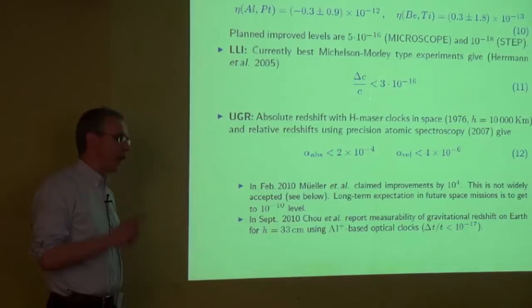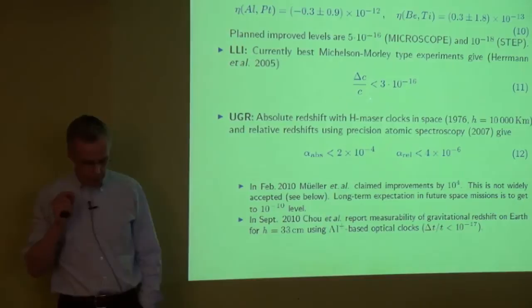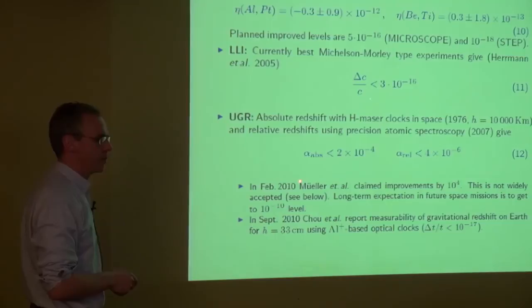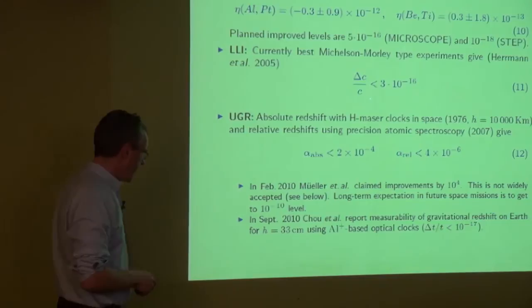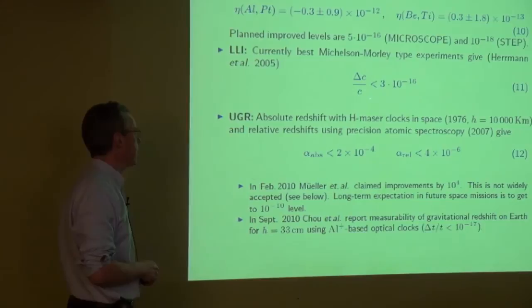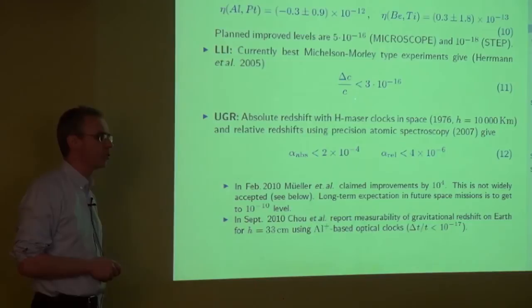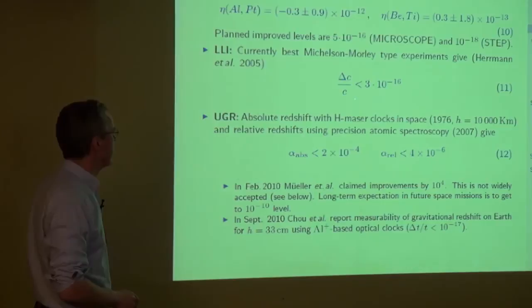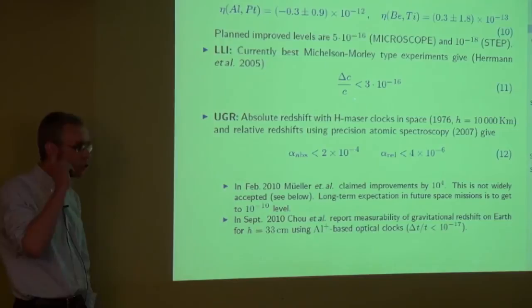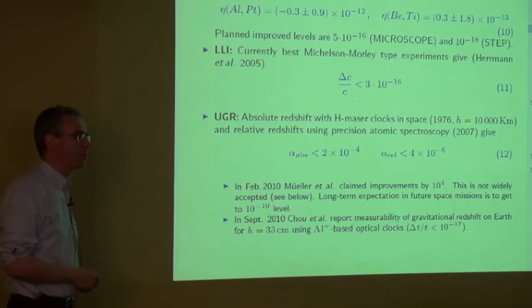And now comes already an interesting part in the discussion between relativity or gravity and quantum theory. In February 2010, in the journal Nature, some quantum optics people or quantum molecular interferometry people claimed that they can improve this bound by four orders of magnitude without doing a single experiment. Namely, they say this experiment has actually been done 10 years before. You just need to interpret it properly. And then you see that this bound can be pushed down by four orders of magnitude.